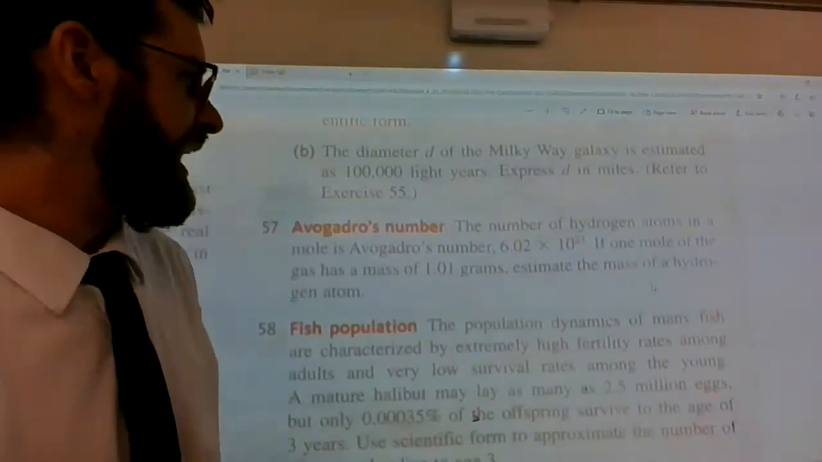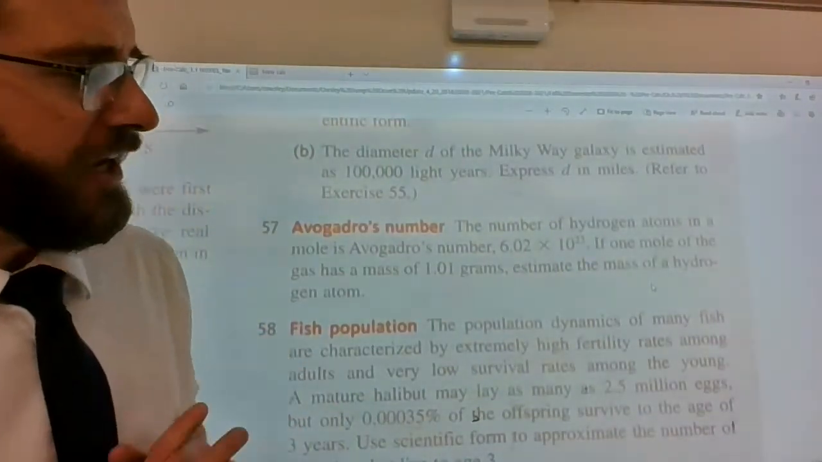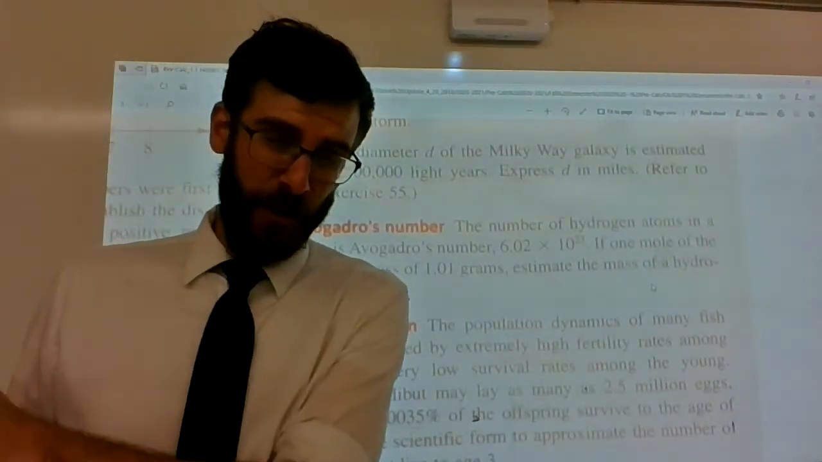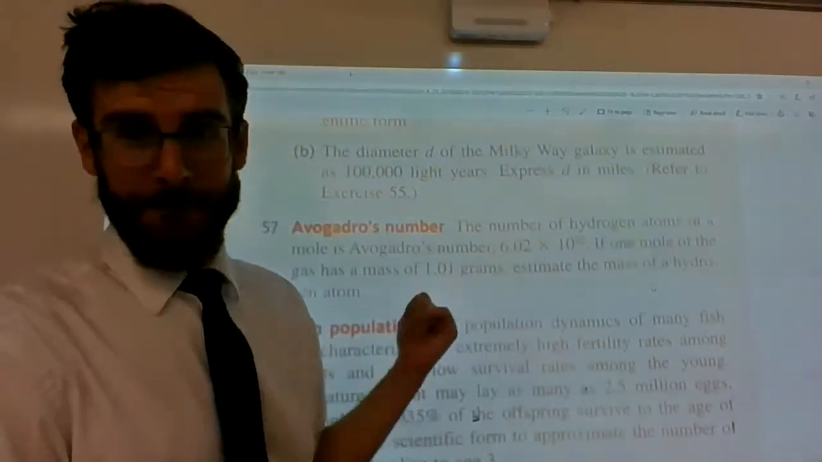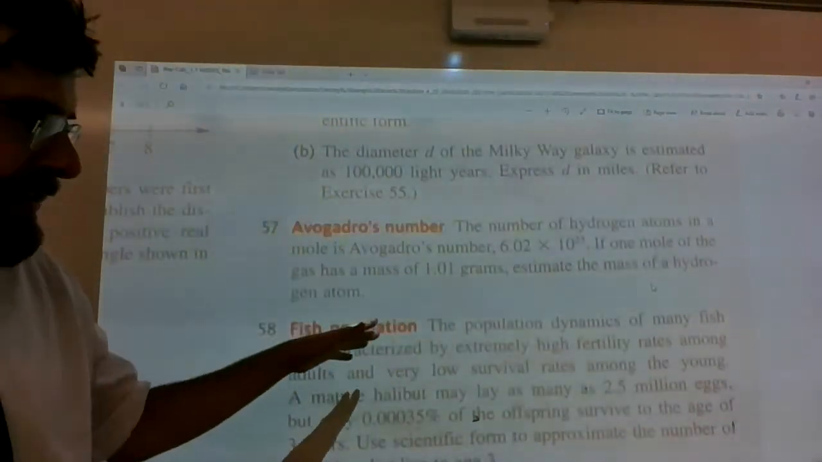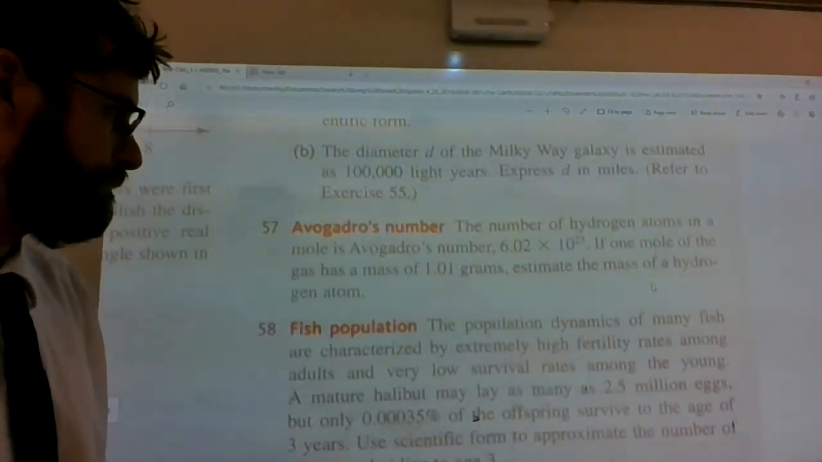The number of hydrogen atoms in a mole is Avogadro's number, 6.02 times 10 to the 23 power. That's a big number. We talked about 10 to the 12th being a trillion. Bam! So if 1 mole of gas has a mass of 1.01 grams, estimate the mass of a hydrogen atom.